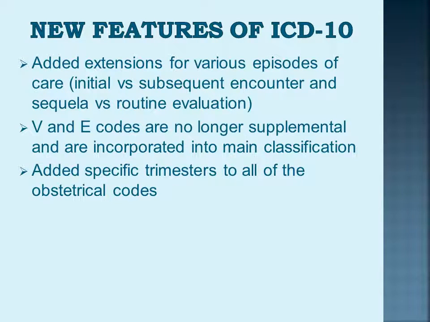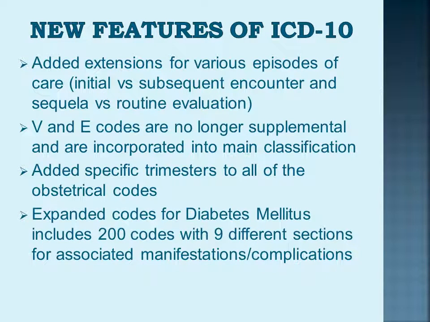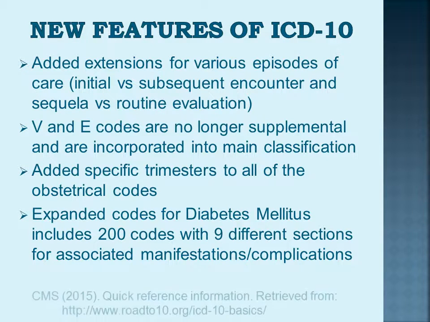The OB codes now add specific trimesters to all of the OB codes, so this is very helpful. And there are a huge amount of expanded codes for diabetes, including over 200 codes with 9 different sections for every one of the associated manifestations and complications of diabetes.